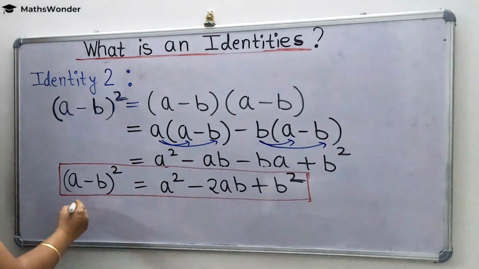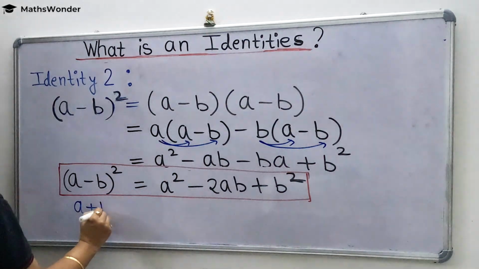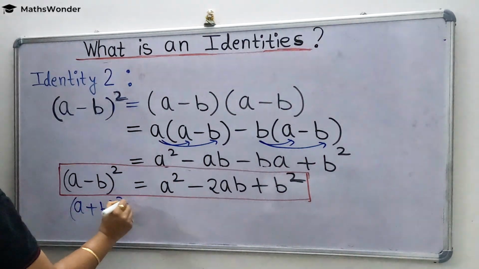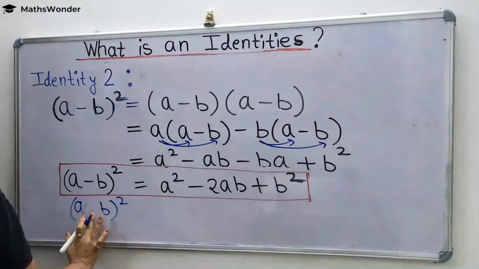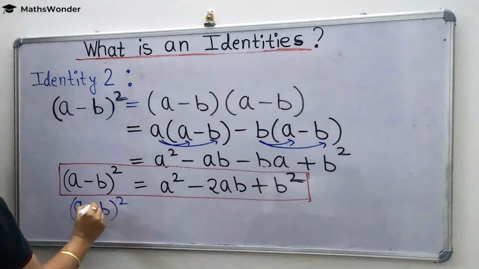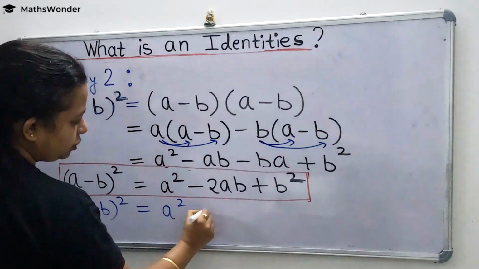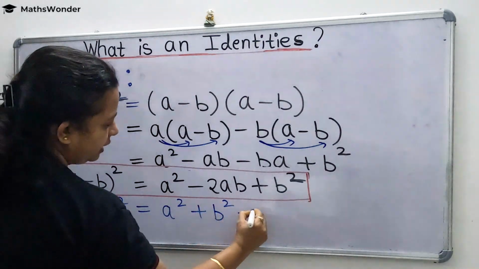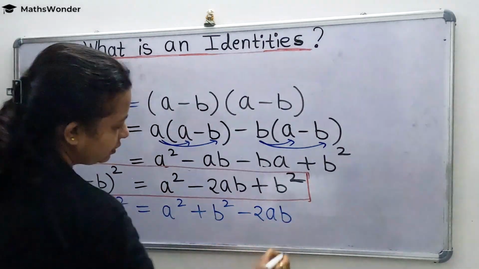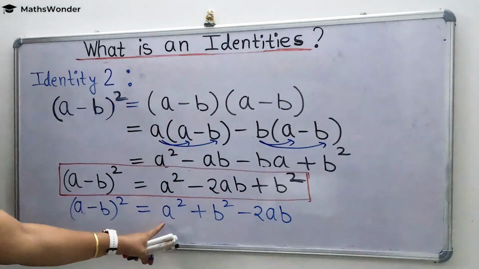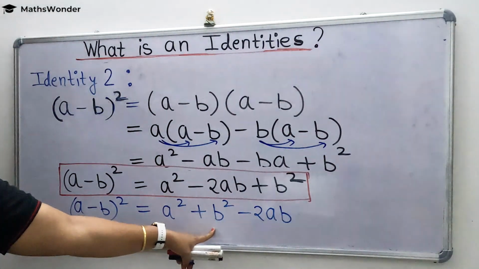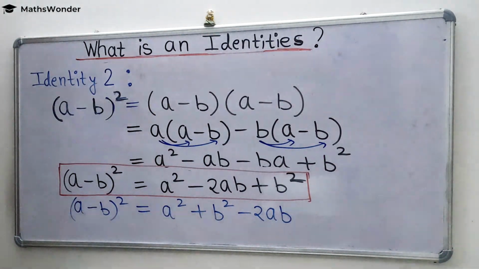So you can write it in this way, or if you want, you can write it in this way, okay? Sometimes in some worksheets you will see the addition terms rearranged, so you can write it this way also. Both ways are correct. You can write a square plus b square together and the negative term at the end. Both ways are absolutely correct.